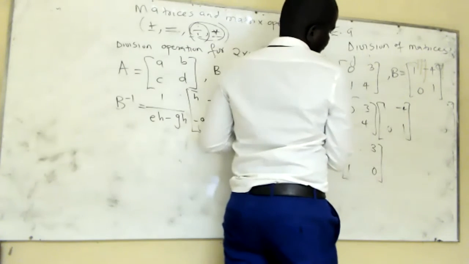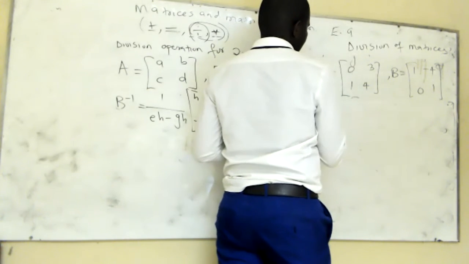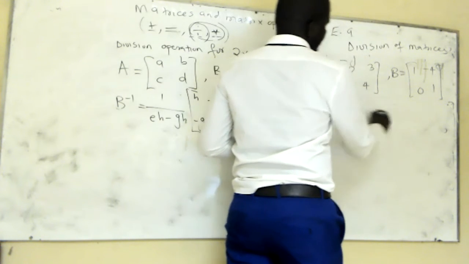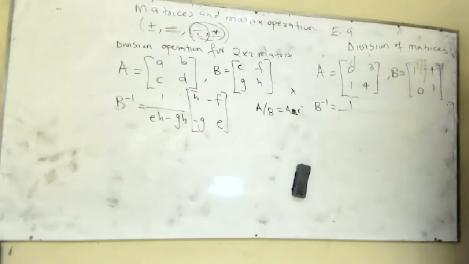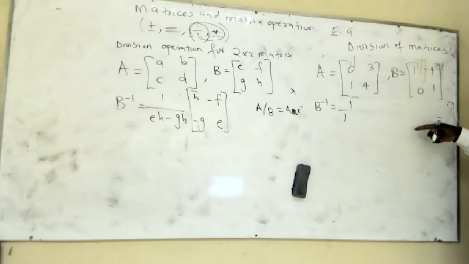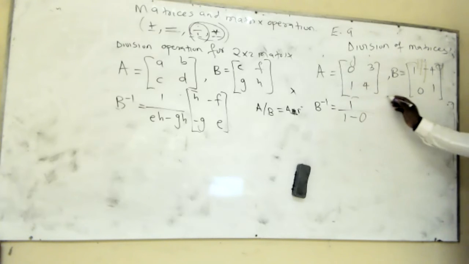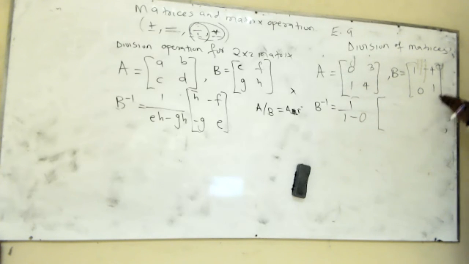So we have matrix A and B, and the first thing we do is to obtain the inverse of B. So how do we obtain the inverse of B? You multiply 1 with 1, which will give you 1. You subtract the multiplication of the off diagonal, which in this case is going to give us a 0. Then the next step, you swap the positions of the diagonal, which in this case gives 1 and 1 because it's the same thing. And then the next thing you do.